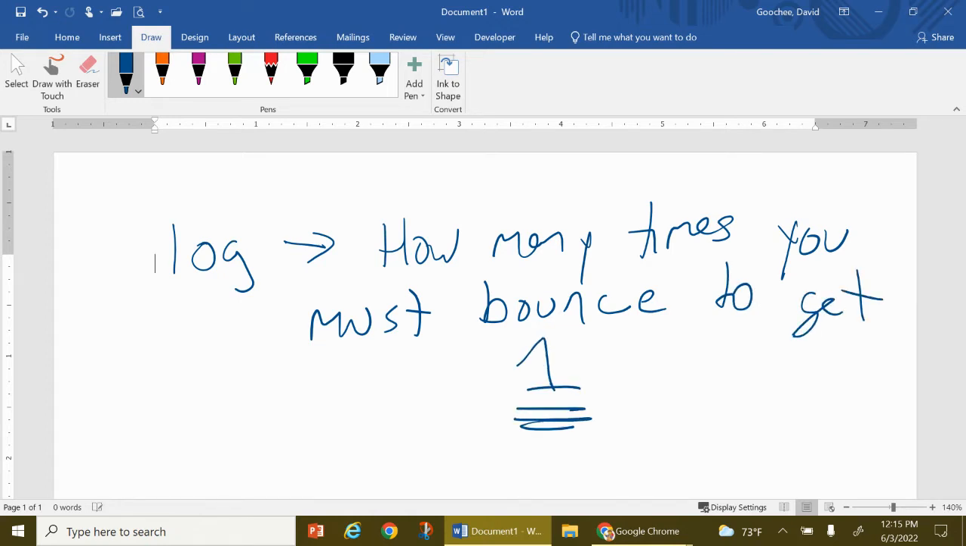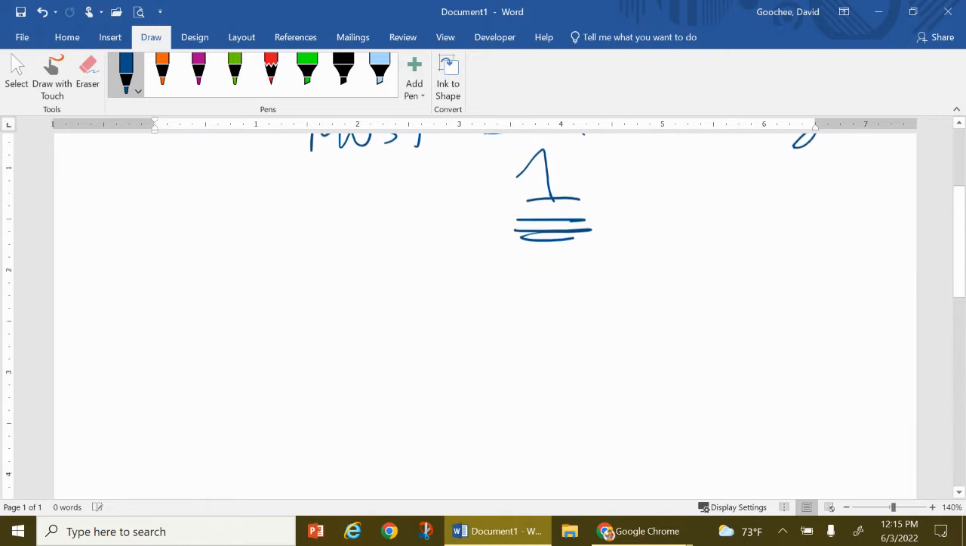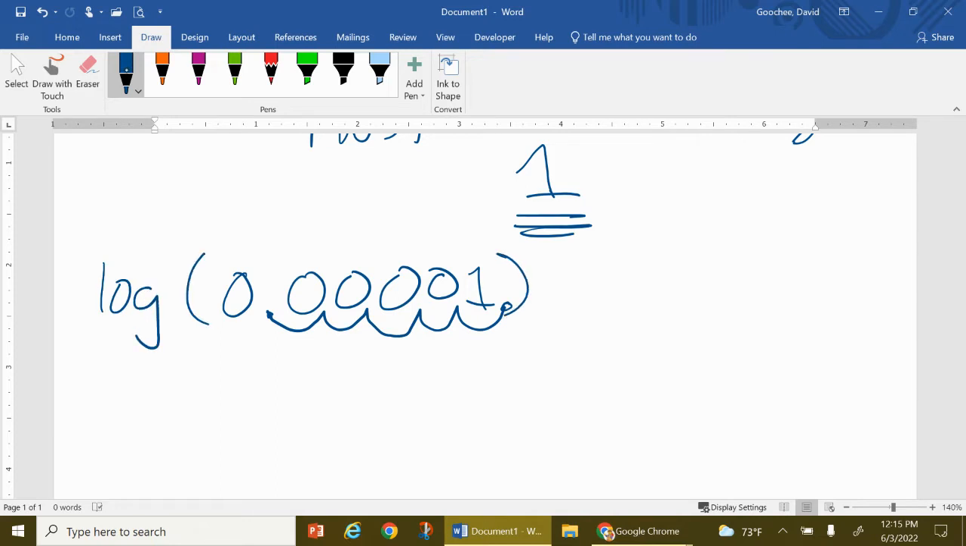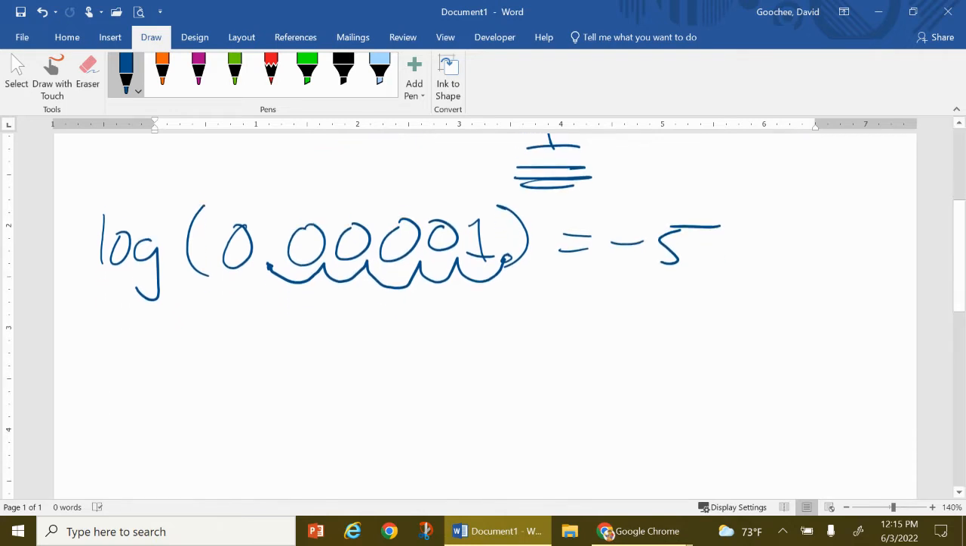All right, so let's take an example. Let's say you've got 0.00001. In order to get 1, you must bounce the decimal 1, 2, 3, 4, 5 places. So in this case, the log of this number would be -5, because you have to bounce the decimal place 5 spots to the left, to the small side.